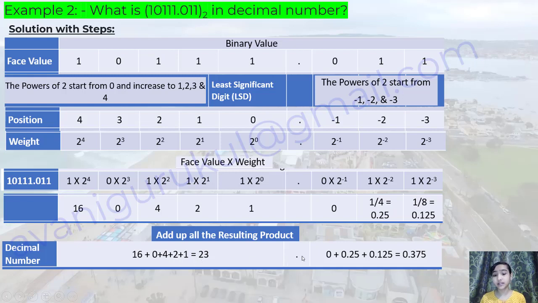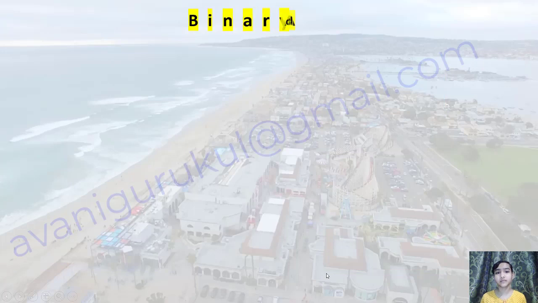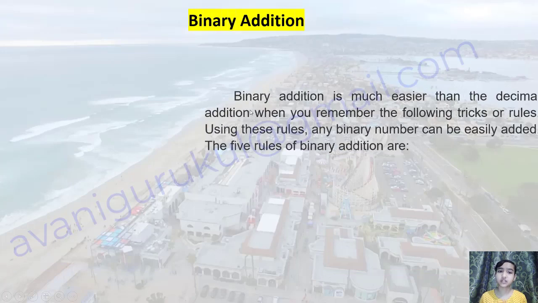and from the right side of point it is 0.0 plus 0.25 plus 0.125 equals to 0.375. So here we have got our result, that is 10111.011 base 2 equals to 23.375 base 10.